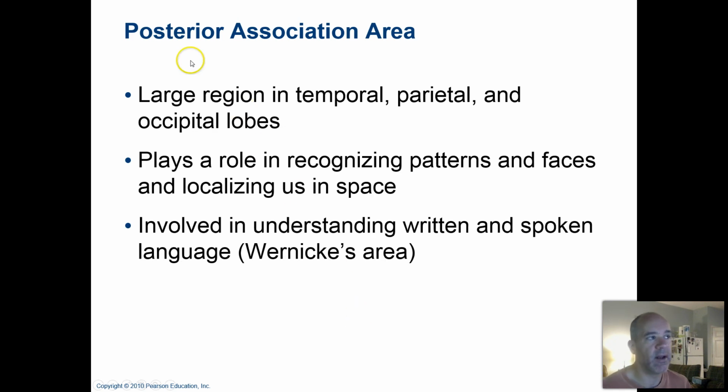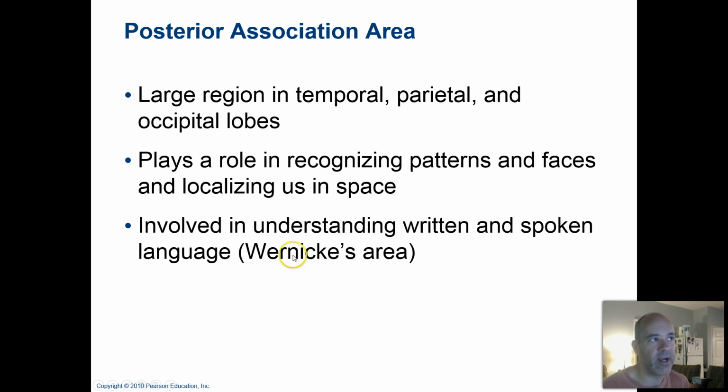All right, then there is an area in the posterior portion of the brain called a posterior association area, and it's in the temporal, parietal, occipital lobes. This is a large area that's involved in recognizing different patterns and faces, and also your own self-awareness. Where am I in space? Right now I'm sitting in a chair, and I'm in a room in my house. How do I know those types of things?